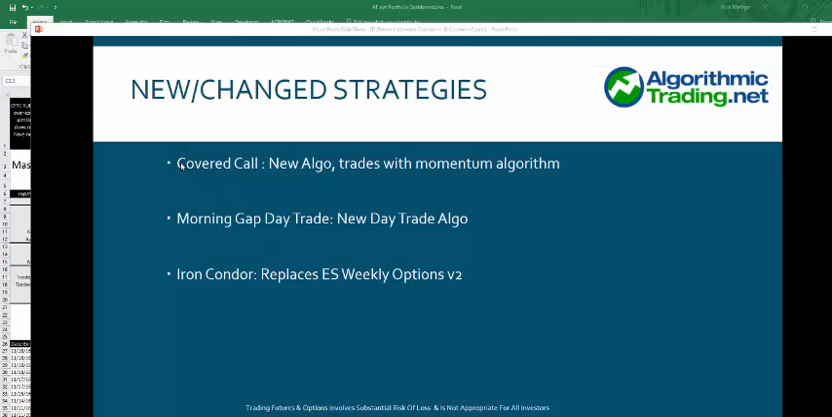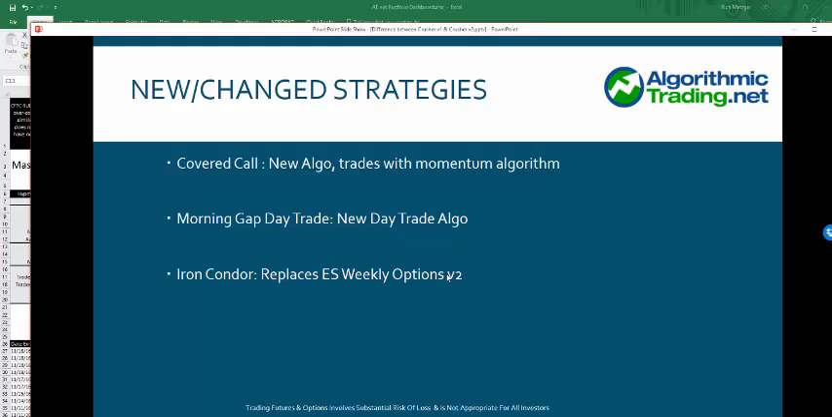Alright, so far I've talked about the covered call. That's a new algorithm, trades at the momentum algorithm. I've talked about the morning gap, which is a new day trade. Morning gap has been added to not only the crusher but the ESTY, the day trade, and also the bearish trader. So this has been added to all four portfolios we trade. The Iron Condor is the other algorithm that we added, and it replaces the ES Weekly Options V2.